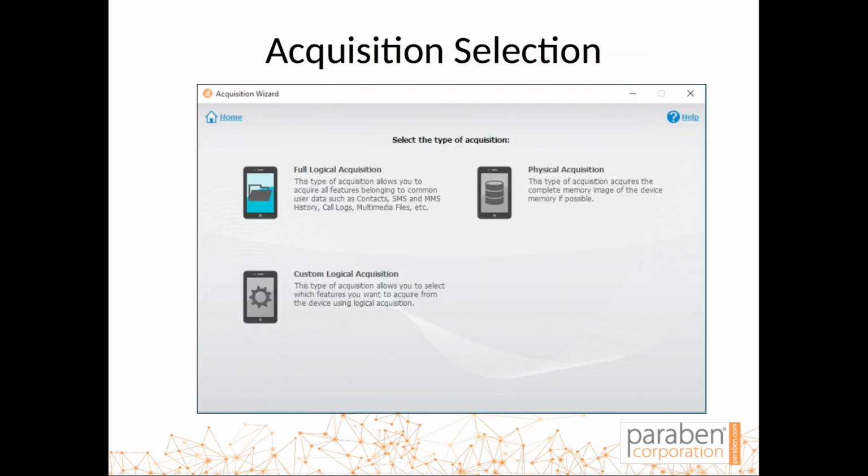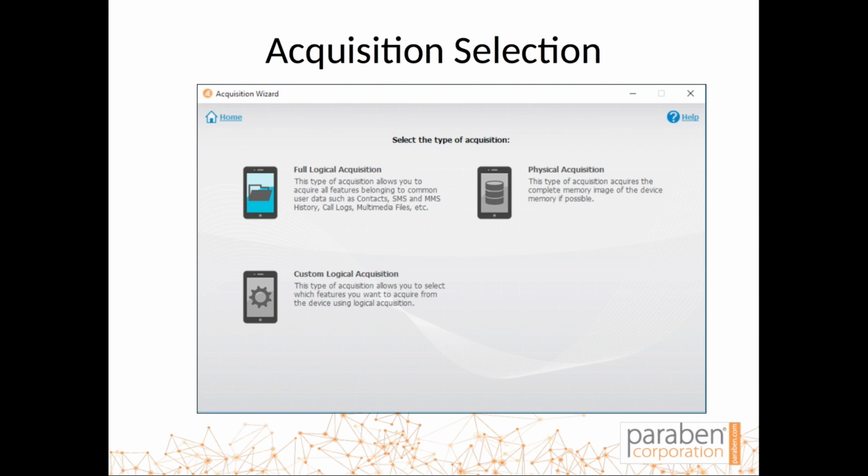When I did my logical option, I selected the full logical option. There's two other options that are available depending on the type of Android device. You can do a physical acquisition of the device, and you also have an option to do a custom logical acquisition. This option is if you want particular features when you have a limited amount of time and access to the device. This is great in a consent situation where people usually have about a 20-minute window where they're willing to give consent for you to look at their device.